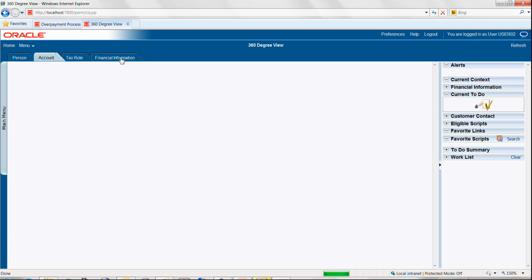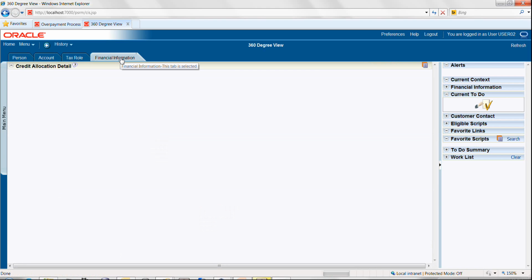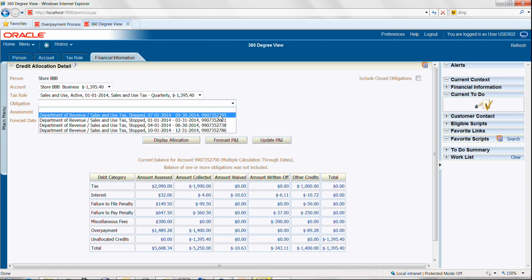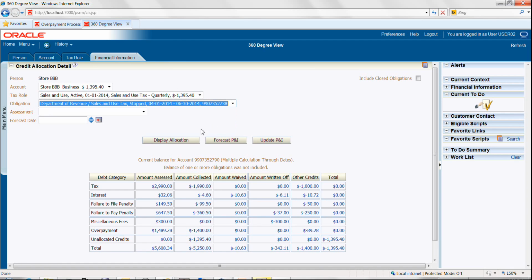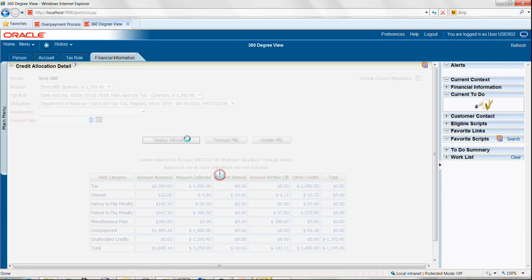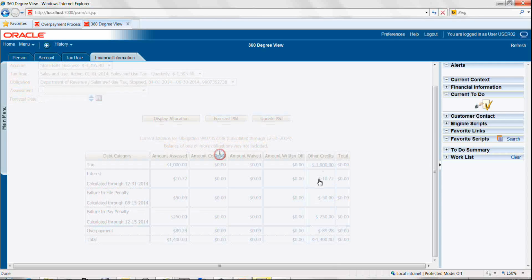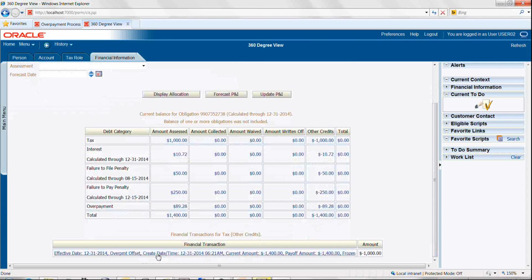If you remember, the whole point was that we had two different obligations that we're dealing with, and if we actually have a look at the obligation for second quarter, you will see that we have a credit, other credits, and this was coming through with an offset. All these credits were coming through an overpayment offset from the third quarter, paying off the 1,400.